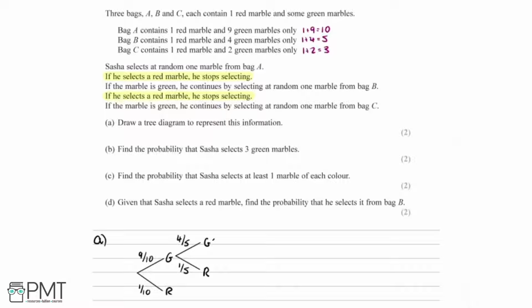So again, there's 2 possibilities in bag C. We've got green or red. And there's 1 red one and 3 in total, so it's a third for red. And 2 green marbles, so it's 2 out of 3 for green. And that is our completed tree diagram for part A. And for getting that all correct, we will get 2 marks.